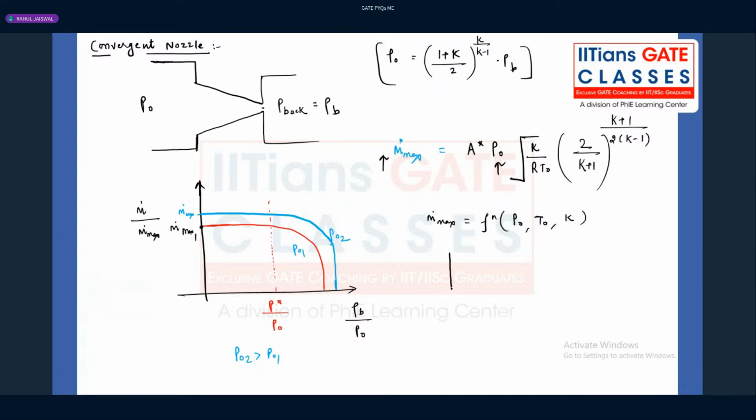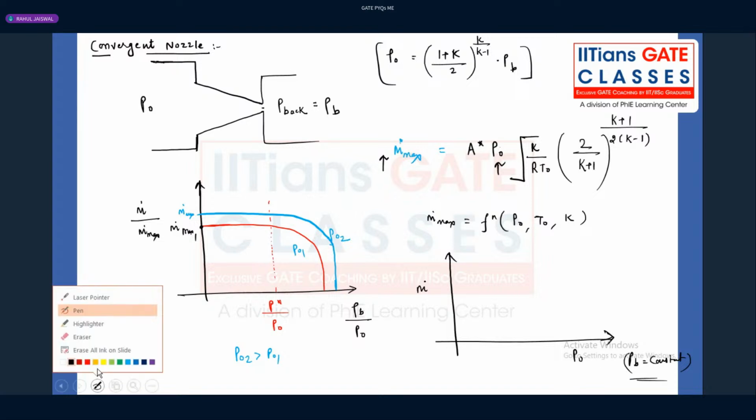If you try to see the plot, the mass flow rate versus P naught. That means I am reversing my decision. Initially, I was decreasing the back pressure thinking of increasing the mass flow rate, but now I am keeping the back pressure constant, and I am plotting the graph between mass flow rate and P naught. Let's see what happens. So here you can see in this scenario, for example, if P naught 1 is equal to PB, again there is no mass flow rate.